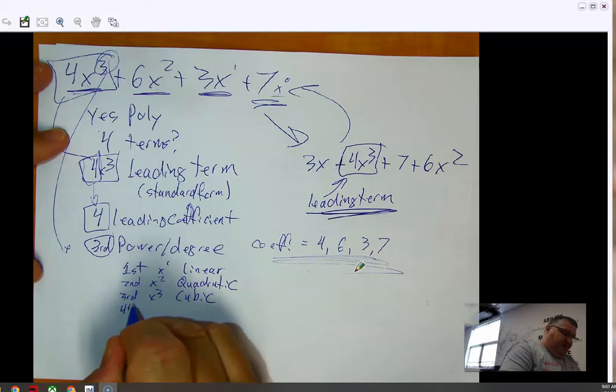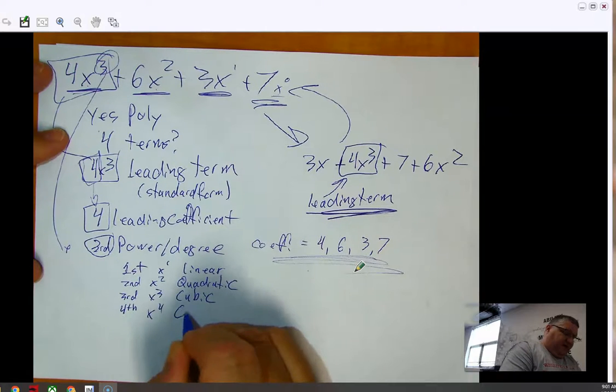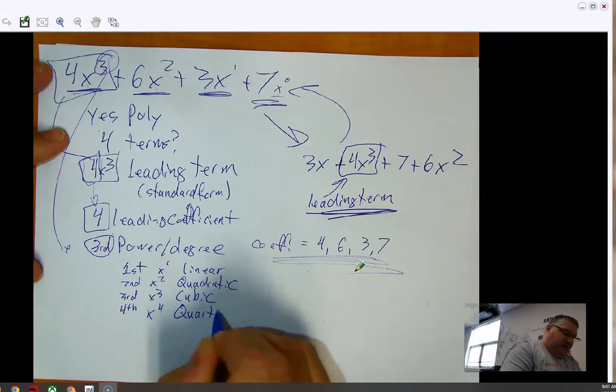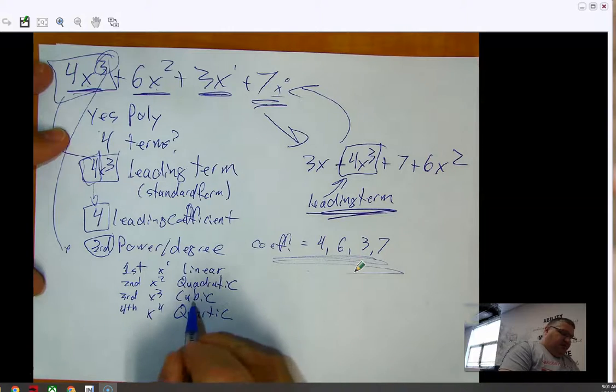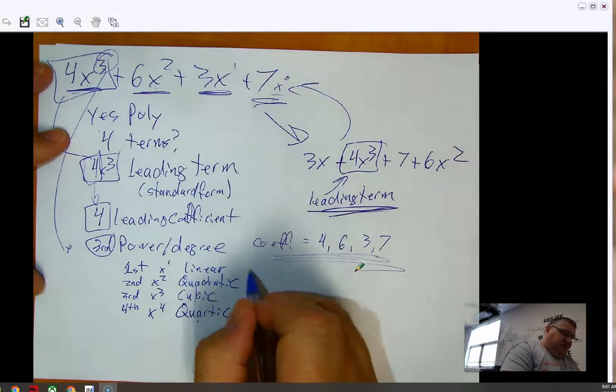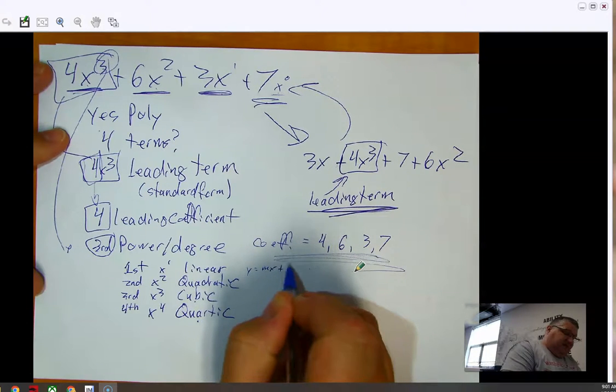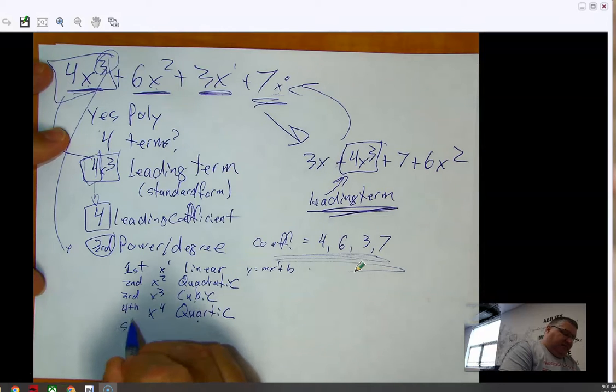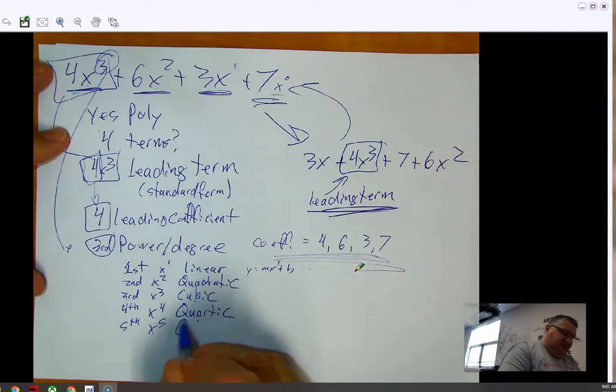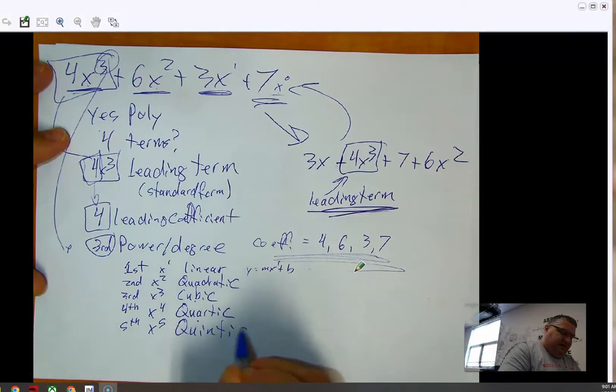If I have fourth power, x to the 4th, that's quartic, like quarters. Quarters, cubes, linear. Remember, linear is like y equals mx plus b, so it's just x to the 1. And finally, fifth power, x to the 5th, is quintic.